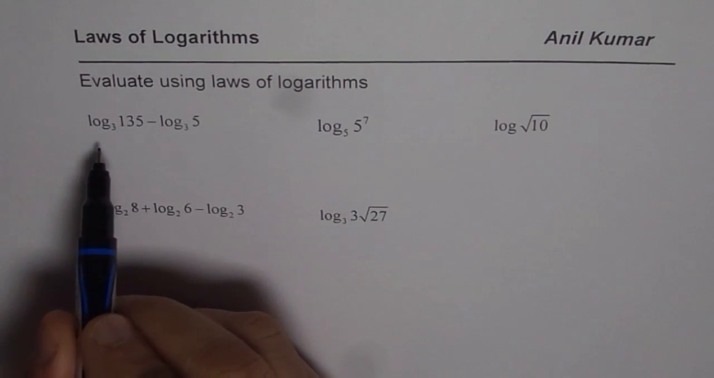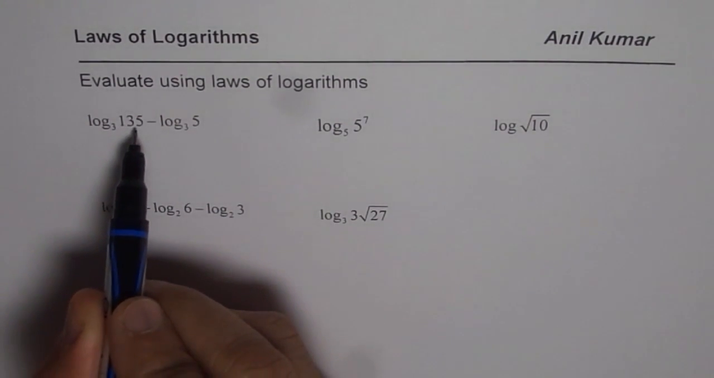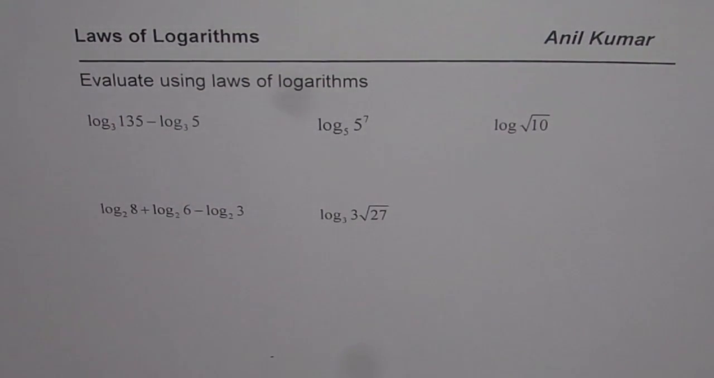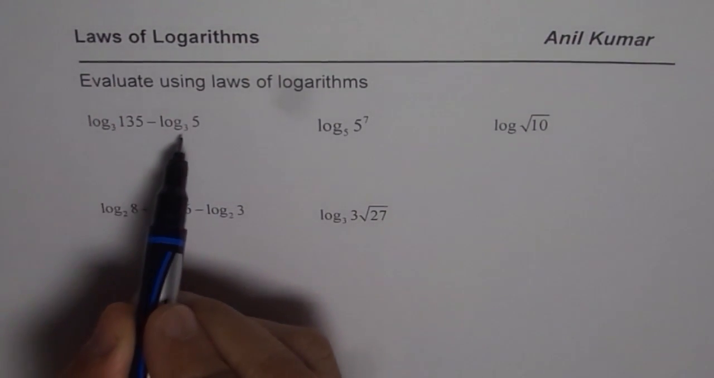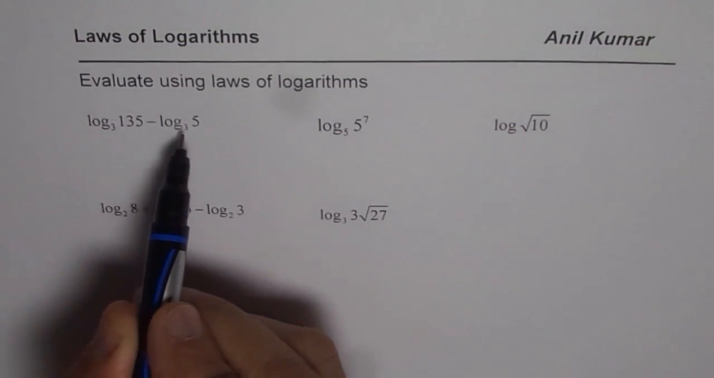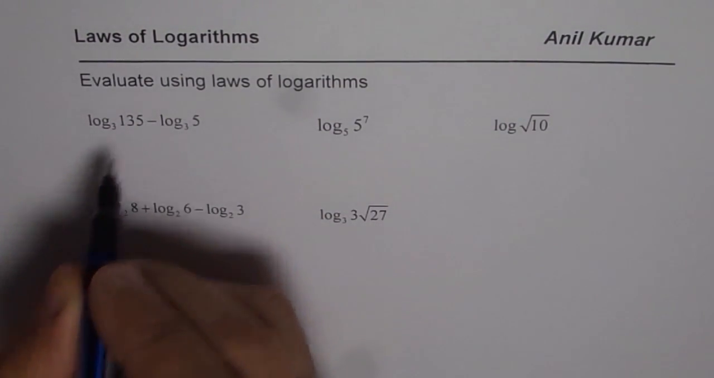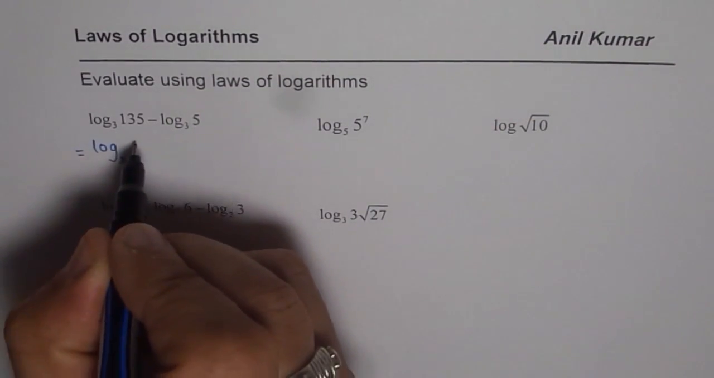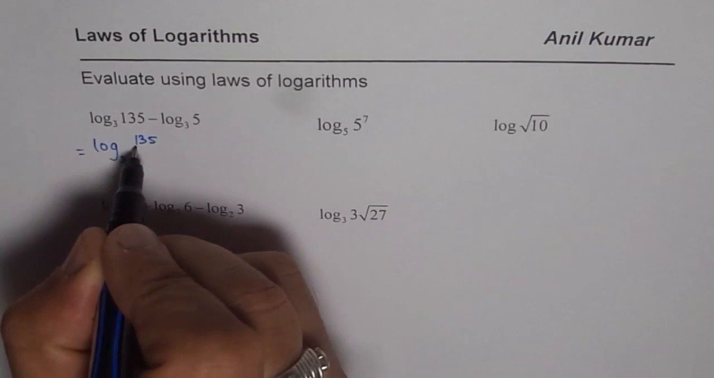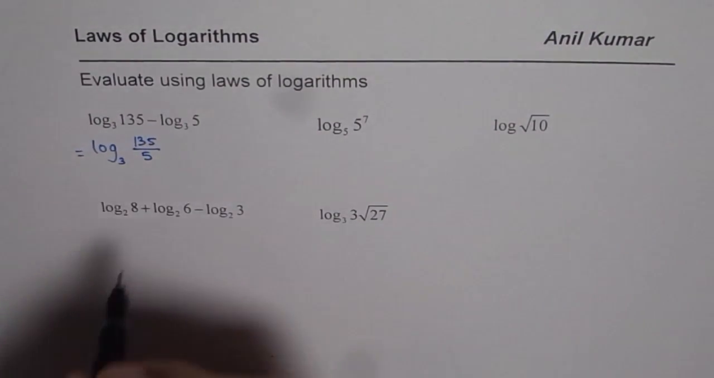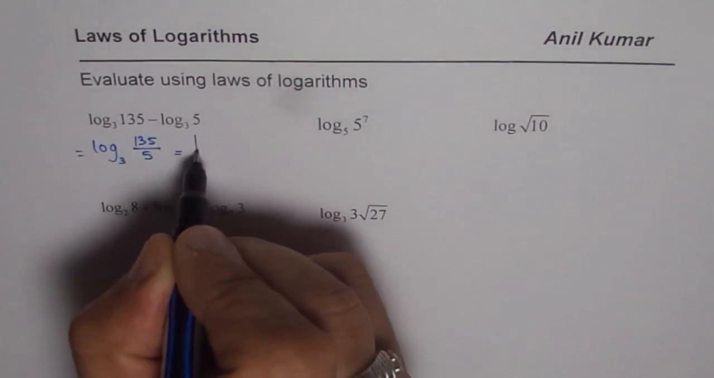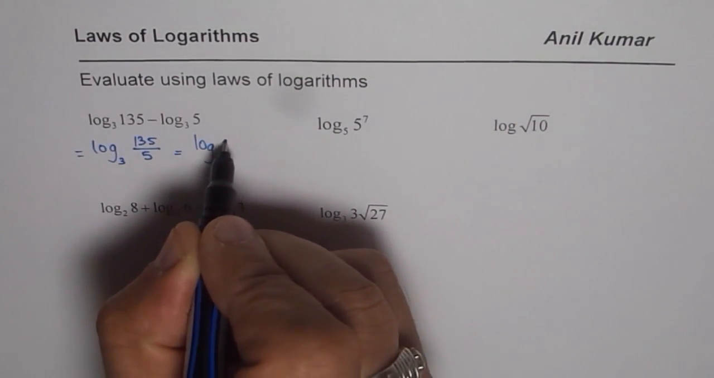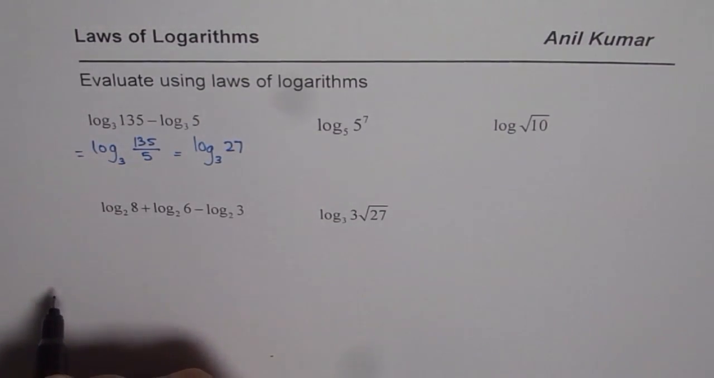The first one is log to the base 3 of 135 minus log to the base 3 of 5. What is that equal to? So whenever we have same base and minus between two logarithms, we get the quotient, right? So this could be written as log to the base 3 of 135 divided by 5, correct? Now 135 divided by 5 is 27. So we could write this as log to the base 3 of 27.